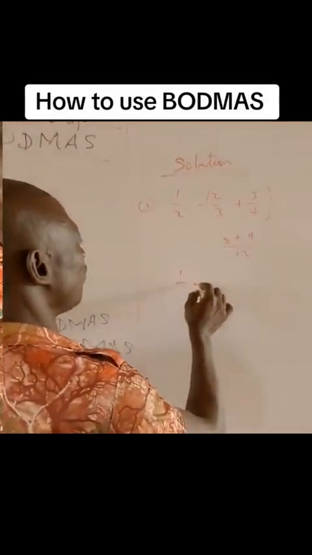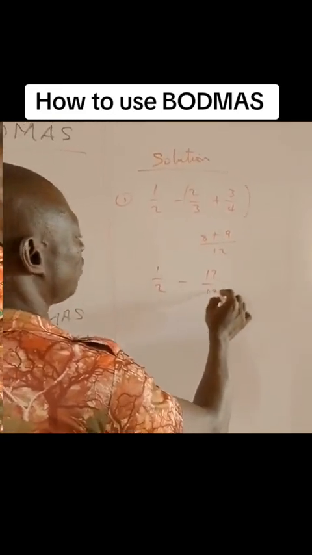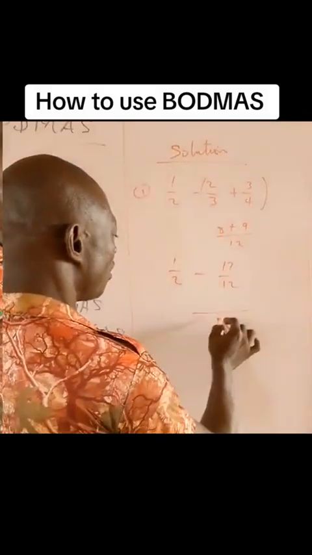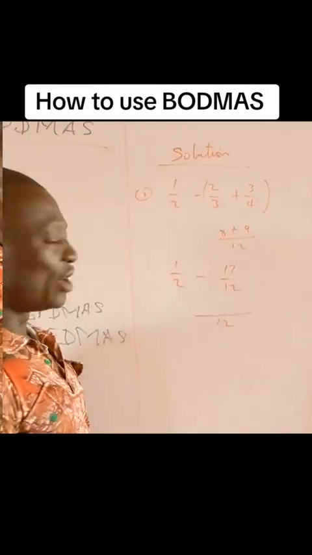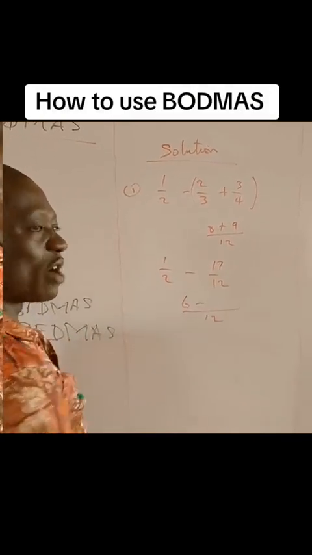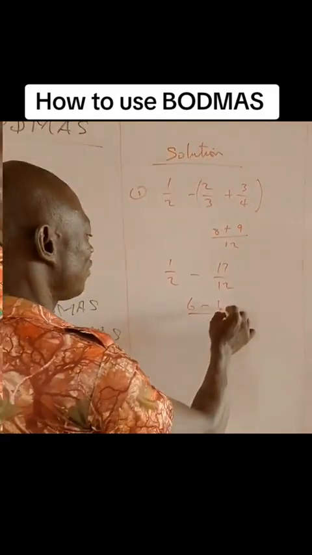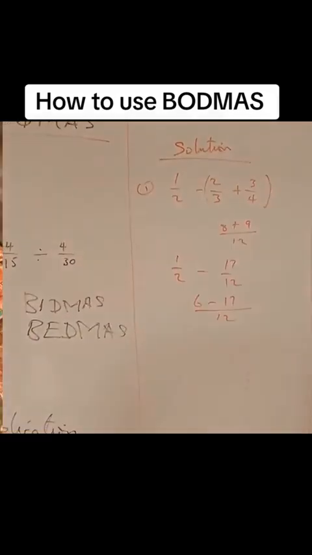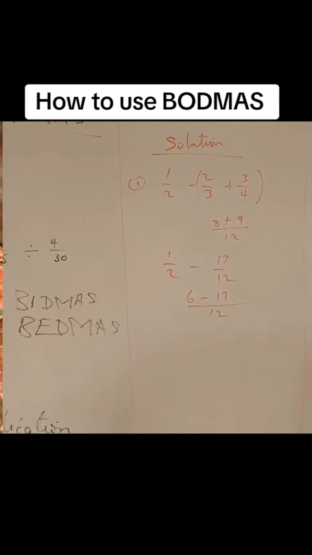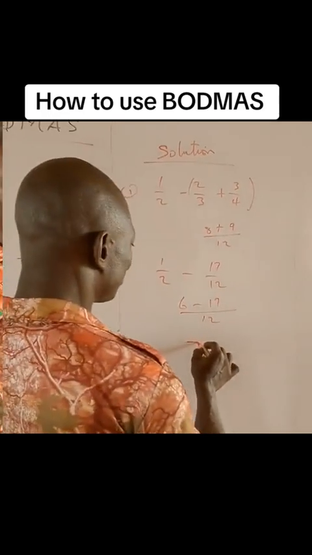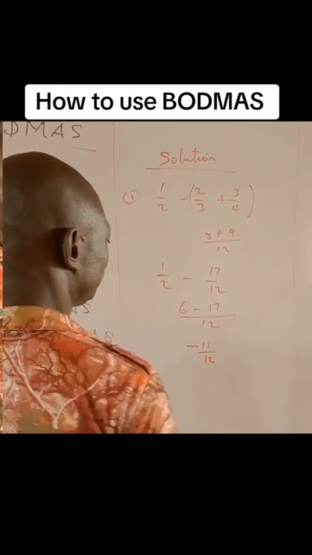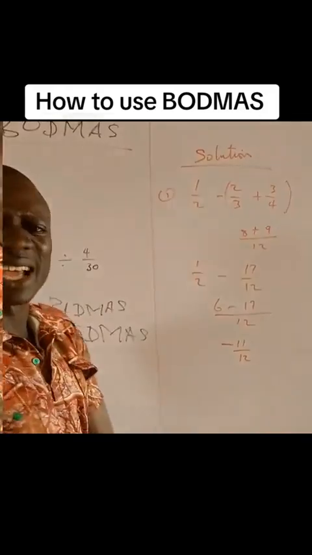Assume we now have 1/2 minus 17/12 as our work to simplify. The LCM is going to be 12. 2 into 12 will give us 6. 6 times 1 is 6, minus 12 into 12 is 1. 1 times 17 gives us 17. 6 minus 17 will give us minus 11/12. Think about it. But this is not the correct answer, viewers.